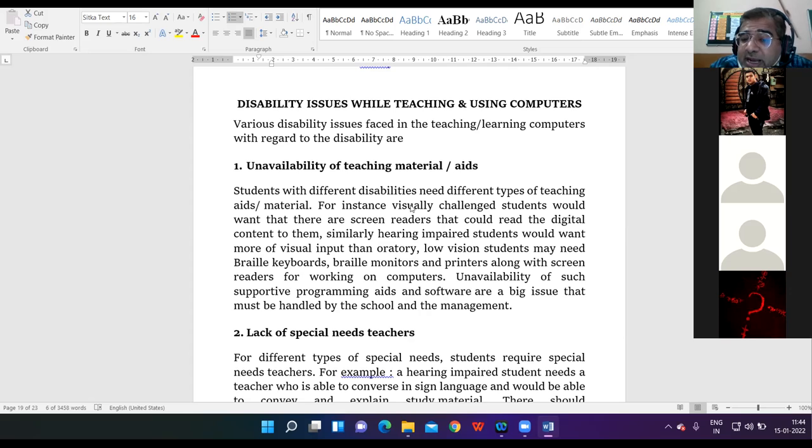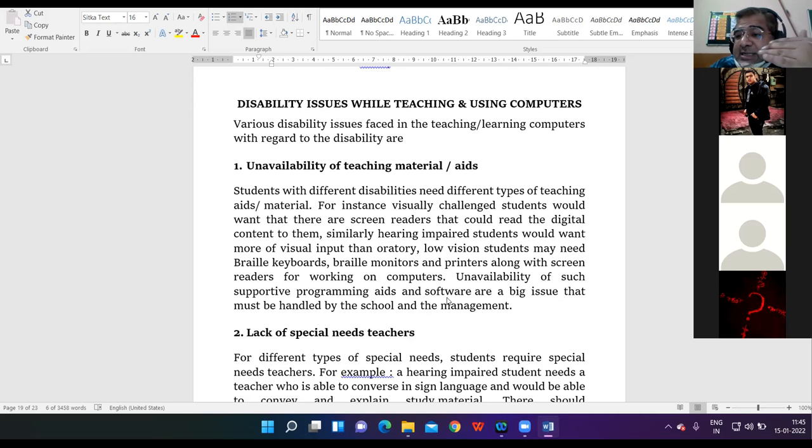For example, visually challenged students would want that there are screen readers that could read the digital content to them. Ab jisko visual problem hai, wo ye kahega ki mere ko koi helper mil jaye. ठीक है, जैसे अब किसी का हाथ नहीं चल रहा तो वो चाहेगा ना कि मेरे को एक ऐसा पर्सन मिले जो मेरे बिहाफ पर पेपर कर दे, लिख दे. Okay, similarly hearing impaired students would want more of visual input than oratory. Low vision students, they need Braille keyboards, Braille monitors and printers along with the screen readers. Unavailability of such programming aids are a big issue that must be handled by the school.